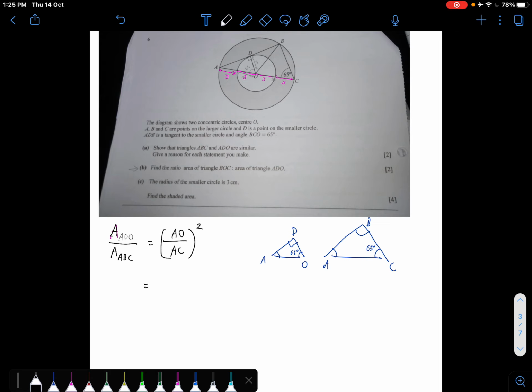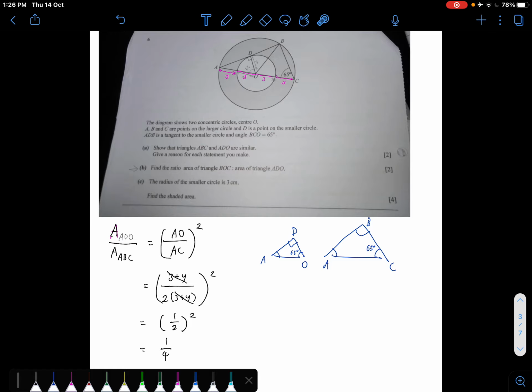But we know that AO is what? 3 plus y. Then AC is what? 2 times the 3 plus y, right? Then you square the whole thing. But the 3 plus y, we don't really care about it. We can just cancel them off. So we are really just left with 1/2 squared, so it's 1 over 4. Good. That doesn't answer our question yet because we need ADO compared with BOC, but we are almost there.